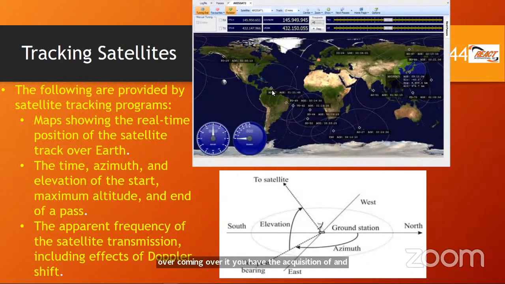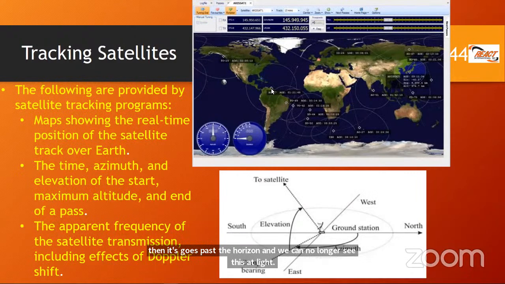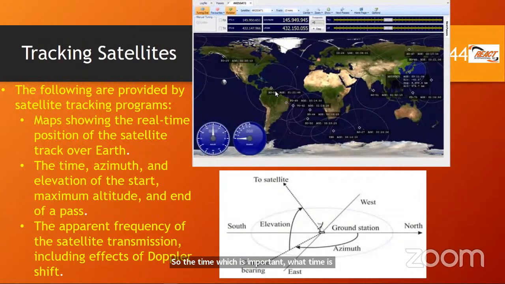So the time is important. What time is it going to come overhead that we can access it? What is called the azimuth and also the elevation. The azimuth is the angle on the horizontal plane. You know, what direction is it? East, west, north, south. And the elevation is up, down. How high above the horizon do we need to look? So you have the azimuth and the elevation. The tracking program gives you that information. It also tells you the maximum altitude as well as when the pass is going to end.